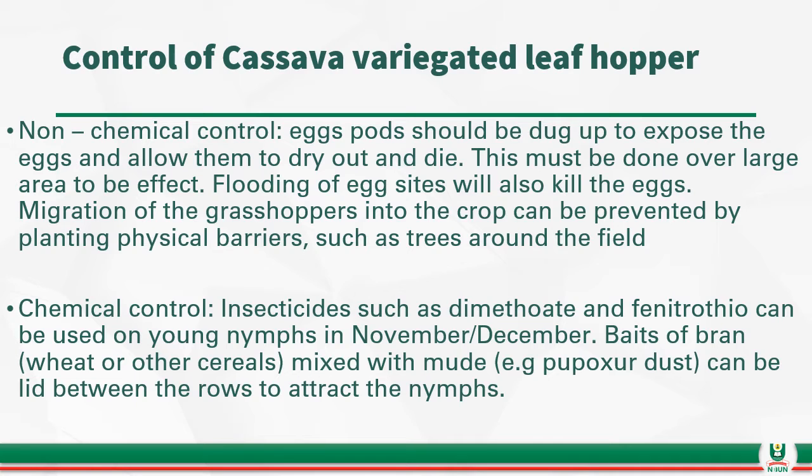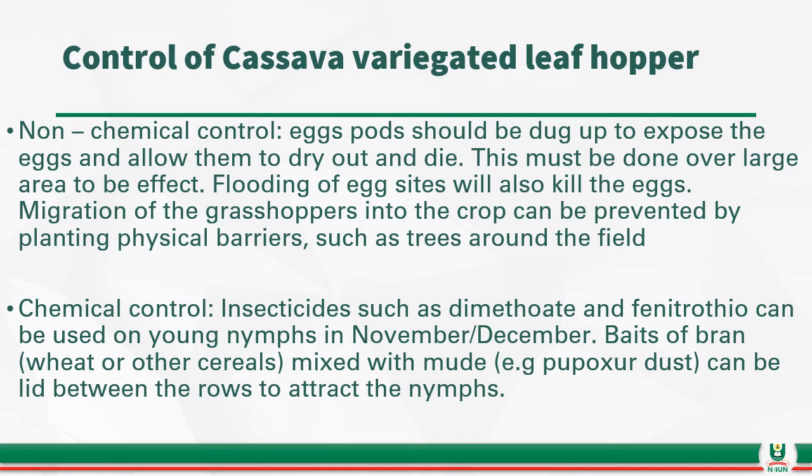Migration of grasshoppers into the crops can also be prevented by planting physical barriers such as trees round the field. So you are protecting your field by planting other crops around it. So when these grasshoppers come, instead of focusing on your field, which is the cassava, they go for the plants that are around it. So your cassava field is safe.